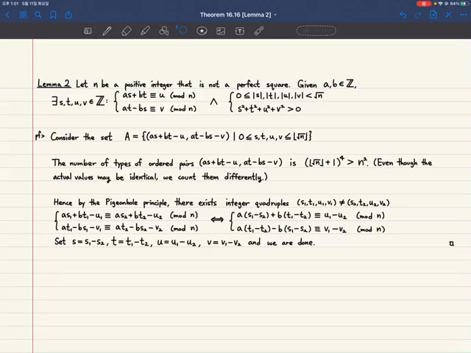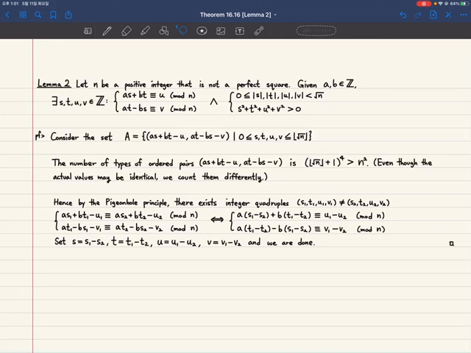Hello. I'll be talking about Lemma 2 of Theorem 16.16. Theorem 16.16 is Lagrange's four-square theorem, which states that all natural numbers can be written as a sum of four integer squares. And let me continue with the lemma here.